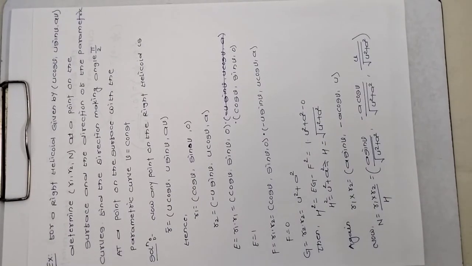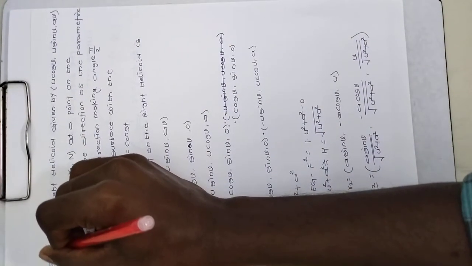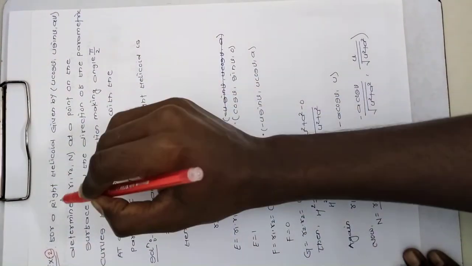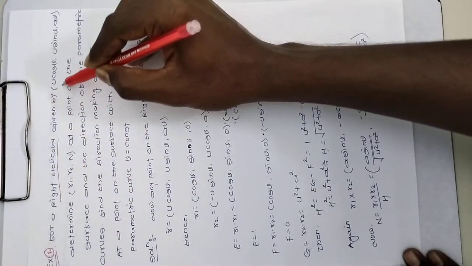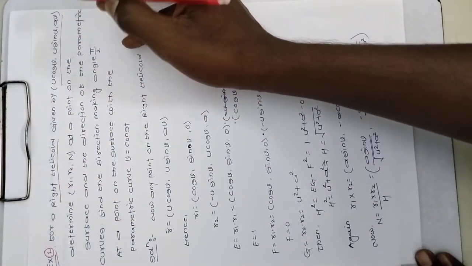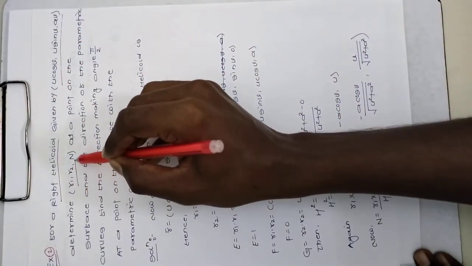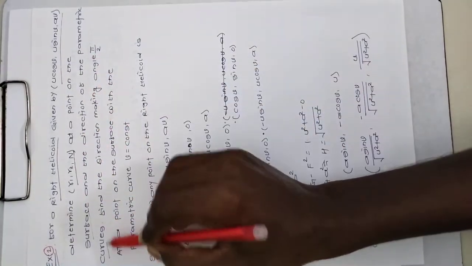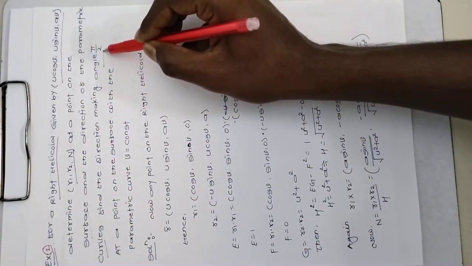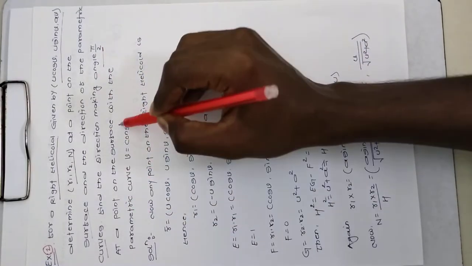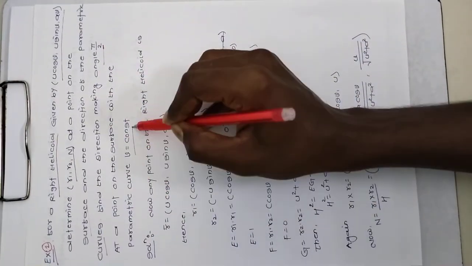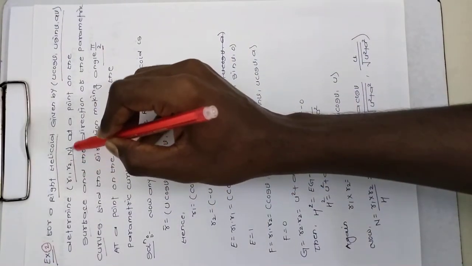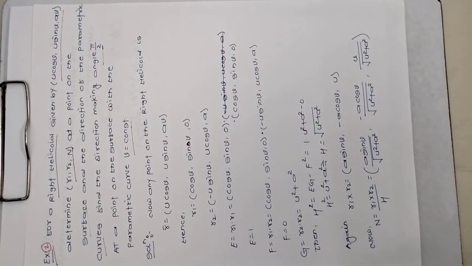Last example from this unit, example number 2. Let's start the example. For a right helicoid given by the position vector, determine r1, r2, and n at a point on the surface and the direction of the parametric curves. Find the direction making an angle alpha equals pi by 2 at a point on the surface with the parametric curve, that is v equals constant. We concentrate only on determining r1, r2, capital N. Only three things are determined.